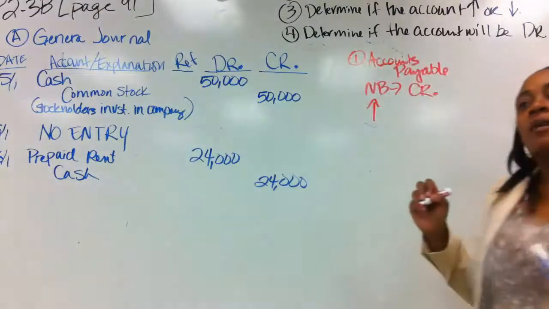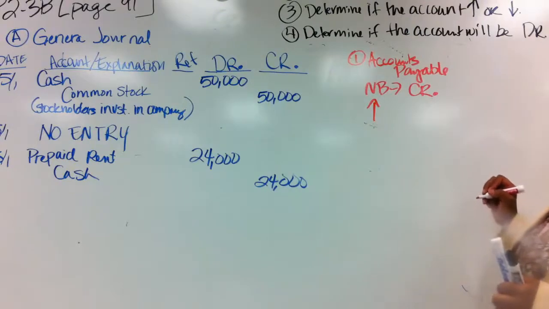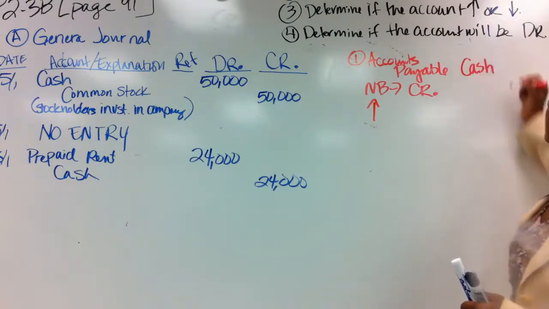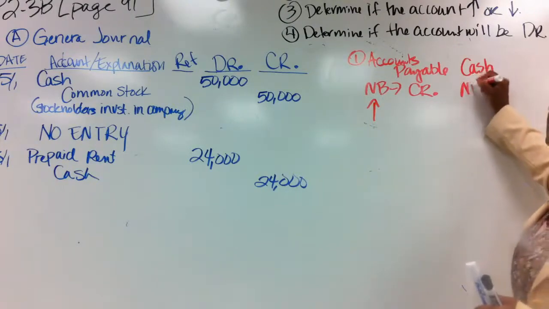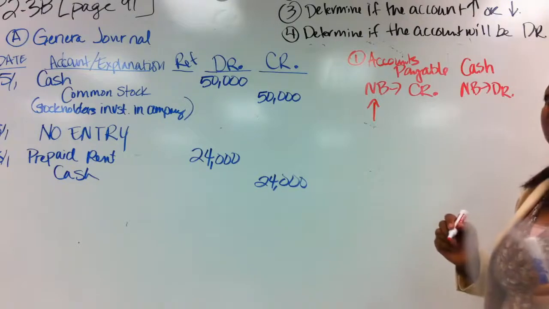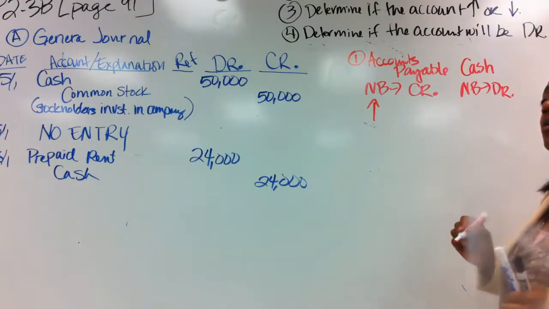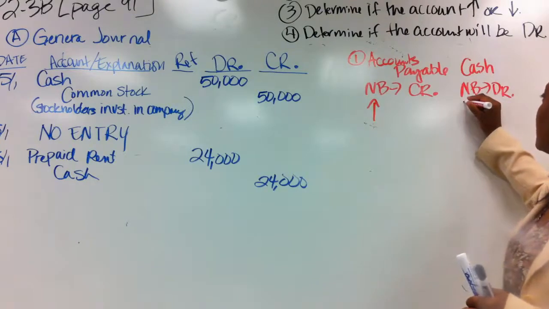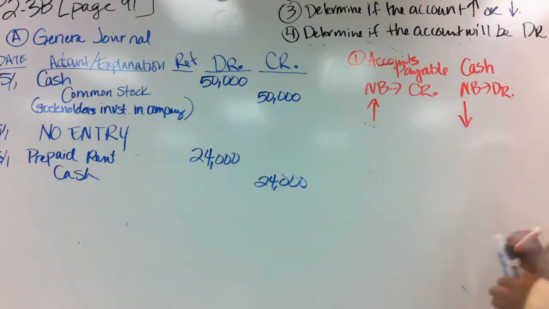Let's see. Am I right? Can you tell me another account? Cash. Cash. Okay, and what's the normal balance of cash? Debit. Debit. And is cash going to go up or go down in this transaction? It is going to go down. It go down? All right.